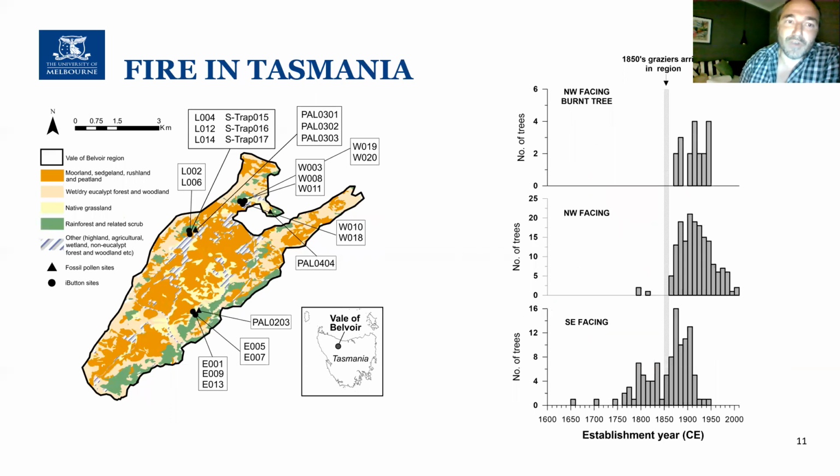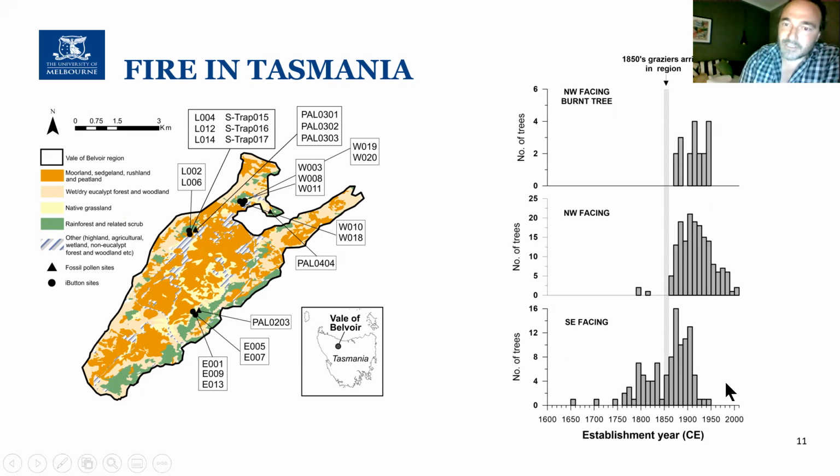We also caught some trees on either side, and the top two are from the northwest facing forest. And you see the top one there, we found a burnt tree within that forest, a burnt Nothofagus tree. And around that tree, the established cohort within a 50-metre radius all dated to after the arrival of the first graziers, the first cattlemen in the region. On the other side, the vast majority of trees established following the arrival of graziers in the region.